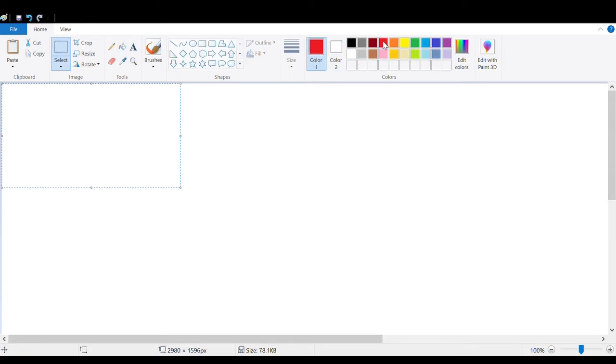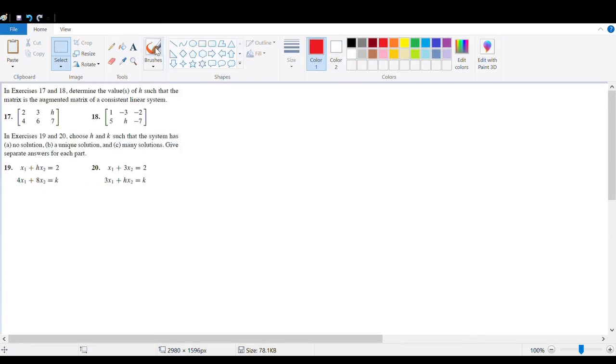So now for 17, we need to determine the values of h such that the matrix is the augmented matrix of a consistent linear system. So this is an augmented matrix. We want to determine the value of h that makes our matrix consistent. First, we need to row reduce this one to reduced echelon form. So here we can write 17.